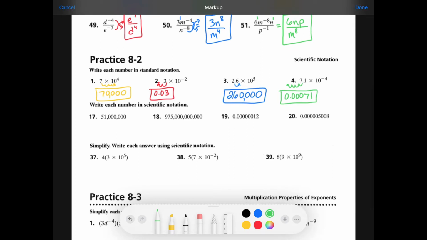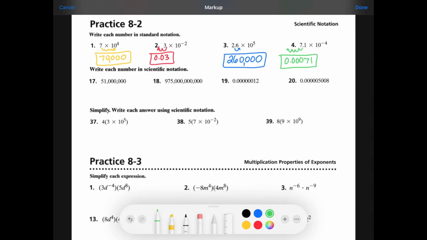Now we're going to go backwards. We're going to write it in scientific notation. So where would you have to put the decimal? We'd have to put it behind the 5. 5.1. And that's a large number, so it'd have to be a positive exponent. You count how many places you could move it over. 1, 2, 3, 4, 5, 6, 7. 10 to the 7th.